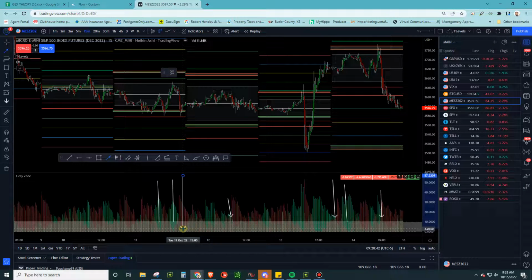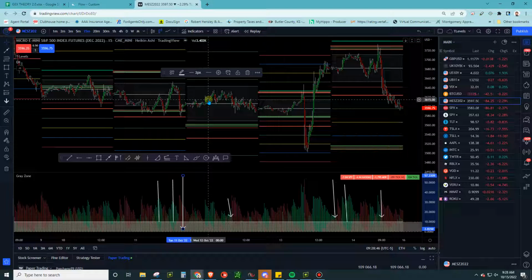Once all the buyers are gone, that's when they start coming in again, because once all the buyers are gone, everybody's a seller, so the sellers have to start becoming buyers. That's essentially one of the trades I like to take using the T-level indicators.